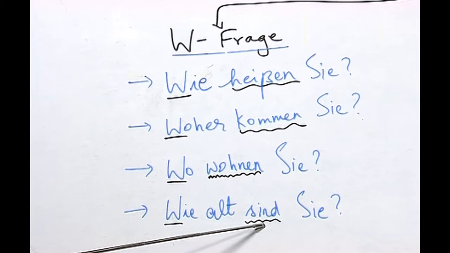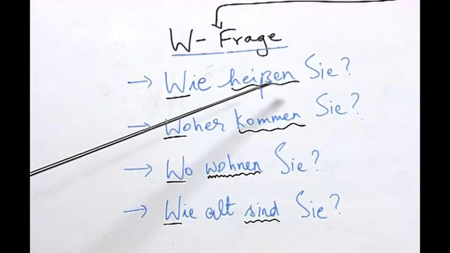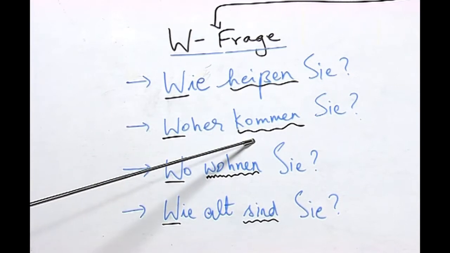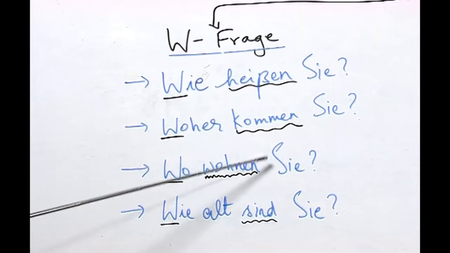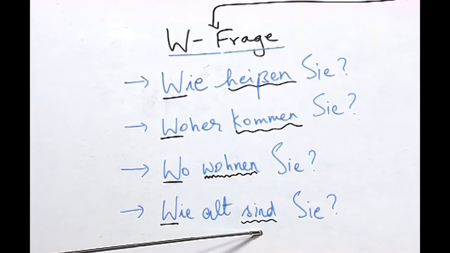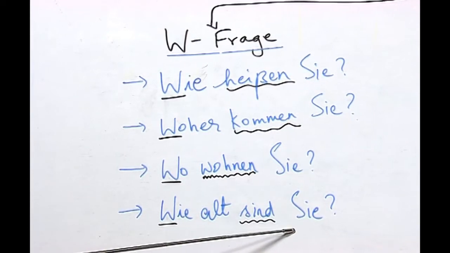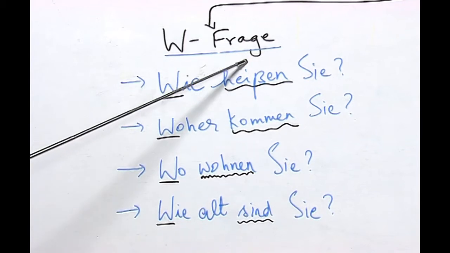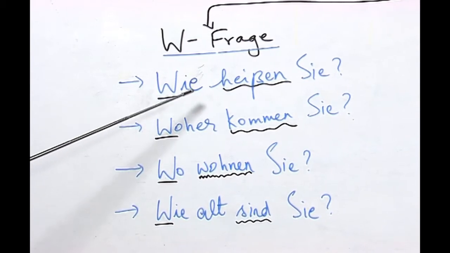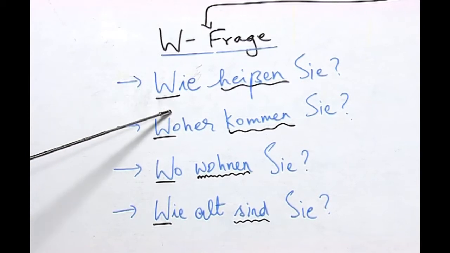Like in the statements case also, here in W questions the position of the verb always remains at the second place. Therefore, all the verbs, as you can see here, heißen, kommen, wohnen and sind, and as you know, all these verbs are conjugated according to the pronoun. They are always at the second position in the W question, and a W question can be easily identified because it begins with the letter W.